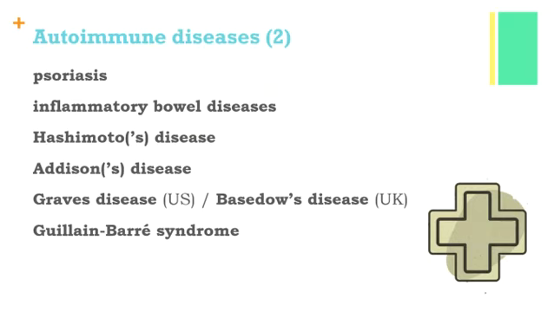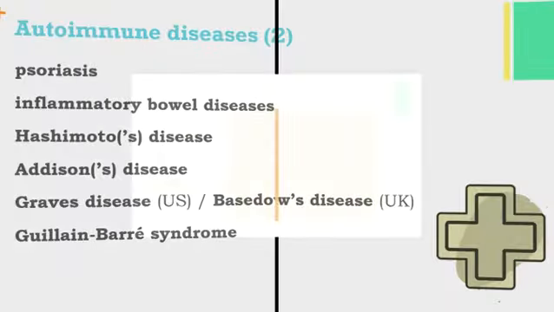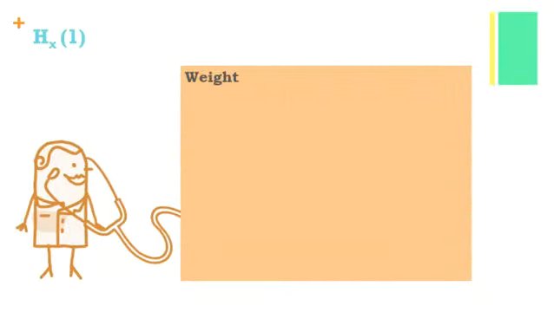Now we're going to focus on history taking and more precisely on the questions you should ask a patient if you suspect an autoimmune condition. Let's start with your patient's weight. Your question is going to be, have you lost weight recently or have you gained weight recently?